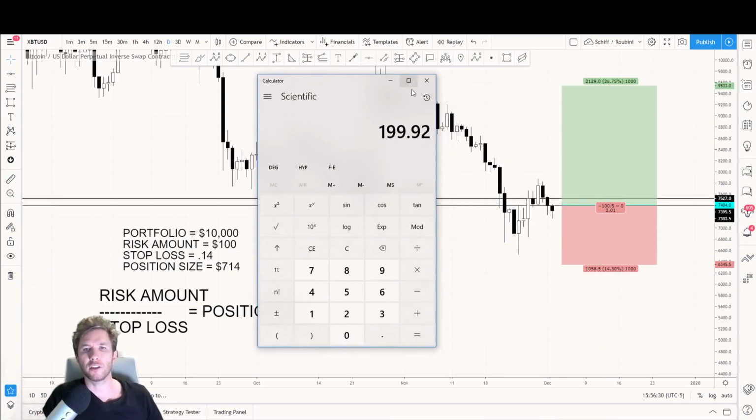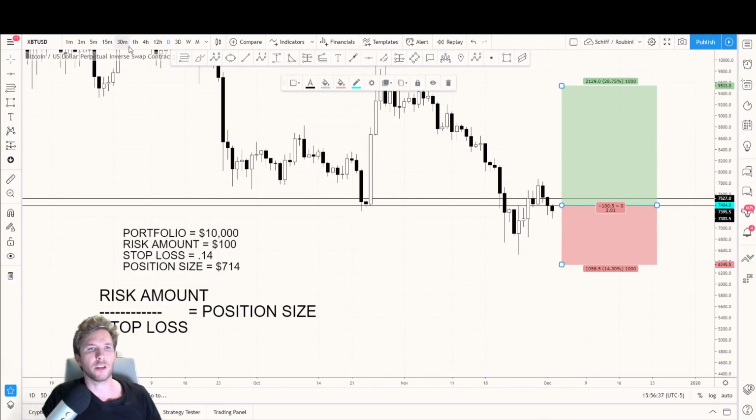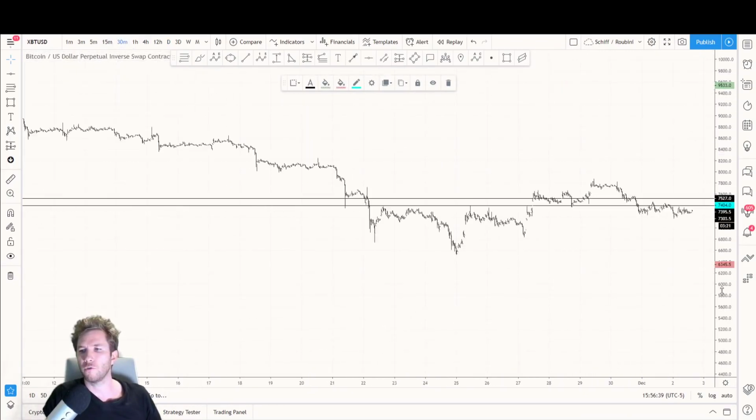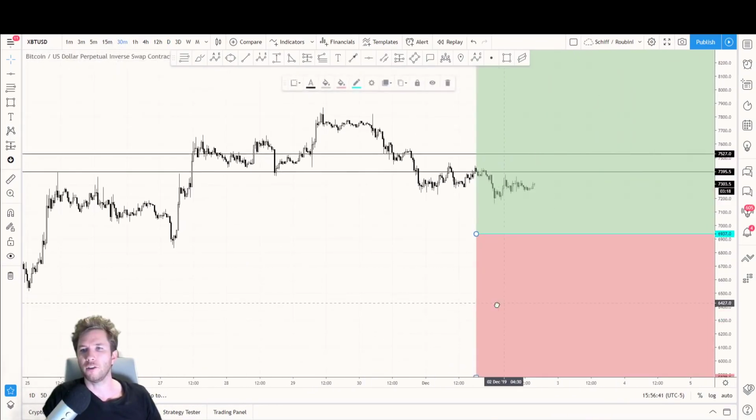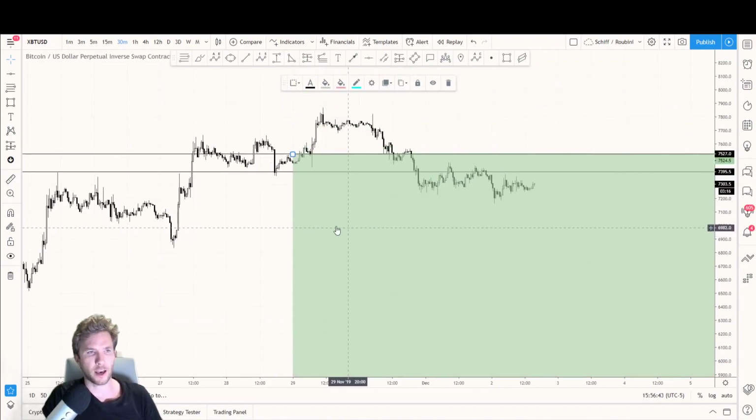Now, the question is, why the hell would I ever use leverage? For this trade, you can use 1x leverage, $700, right? Now, here's how you use leverage. So let's say you want to do a scalp trade.